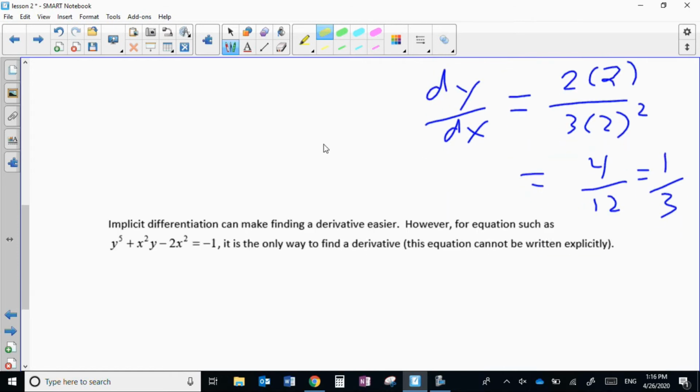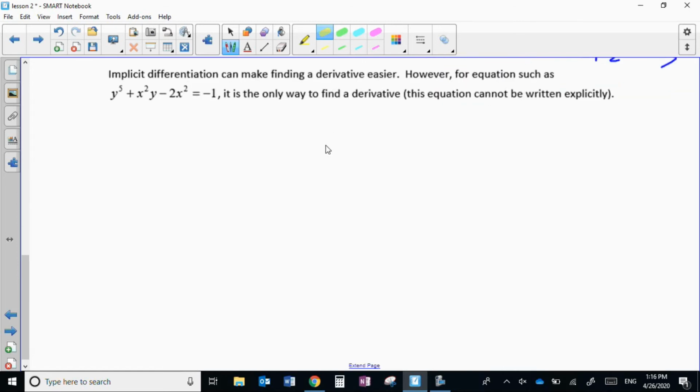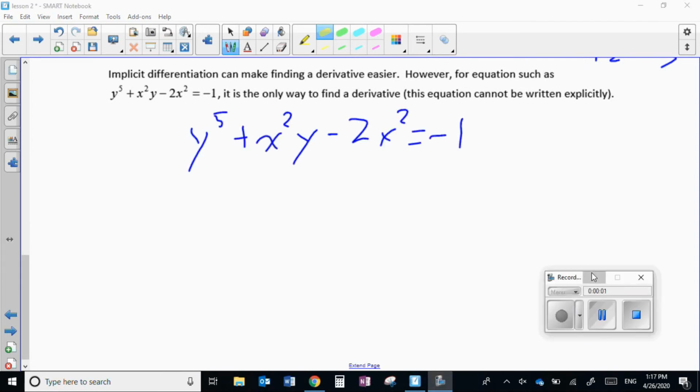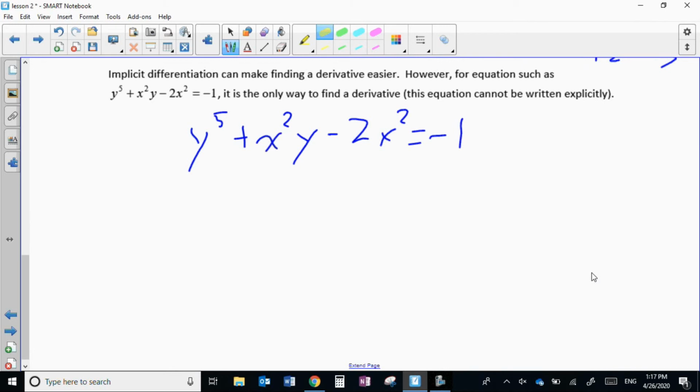Let's look at a more difficult example, and this example is quite a bit more difficult. This equation can't be written explicitly, and it's quite a bit harder to find its derivative even with implicit differentiation. If you want a challenge, pause the video, try to do this yourself and see how you make out. Okay, let's take a look at it step by step.